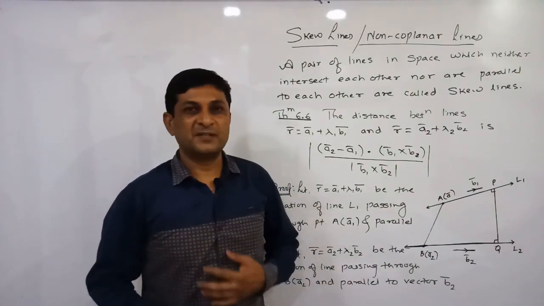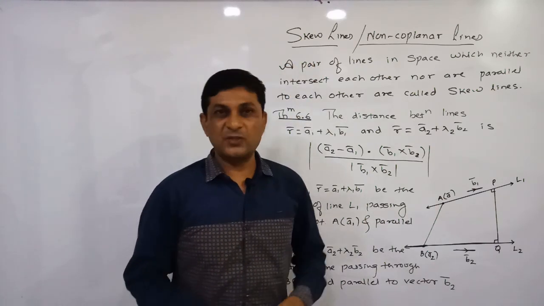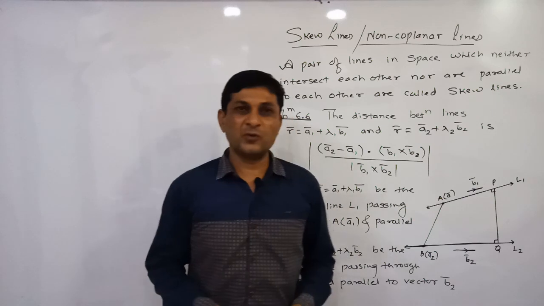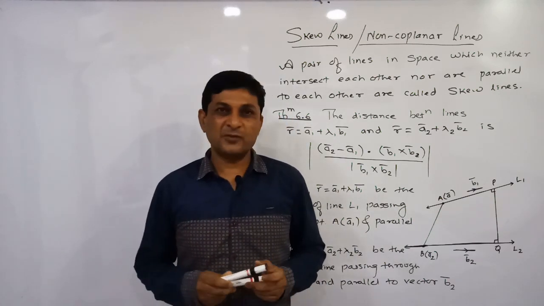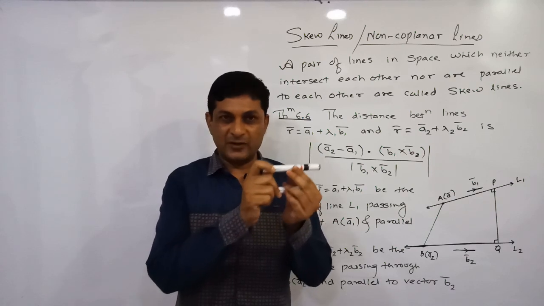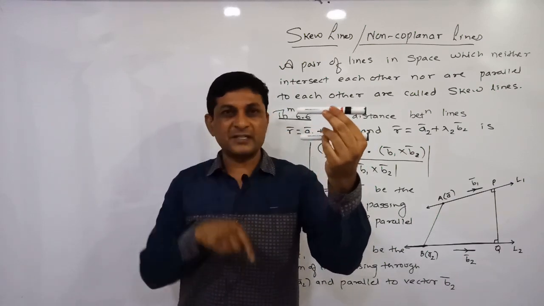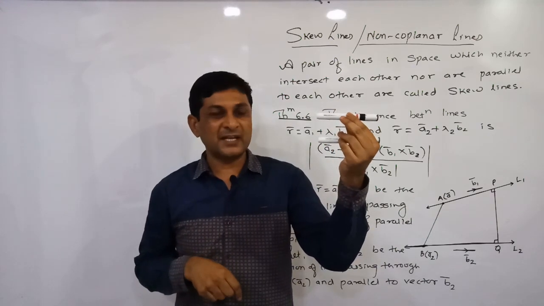Hello friends, now we are starting the next article from this chapter, that is skew lines. Skew lines are also called non-coplanar lines. Try to understand the meaning of skew lines. Before that, let us discuss parallel lines, which you have already studied. If two lines do not intersect each other, the two lines are called parallel lines.